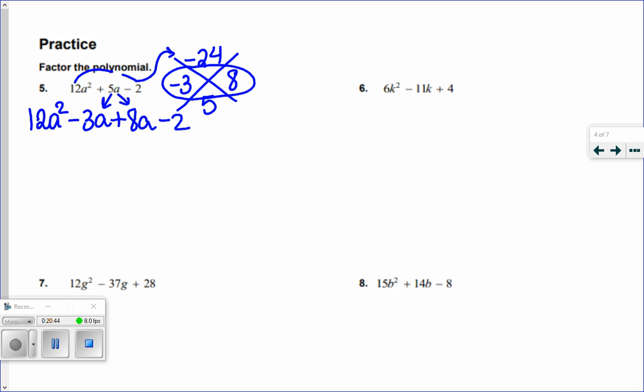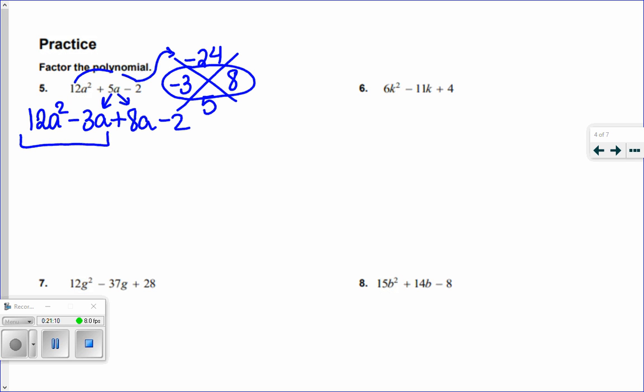It's still equivalent to the original, guys. Negative 3a plus 8a is still 5a. But I've uncombined that outer and inner product. I've uncombined them. This is what the first, outer, inner, last products were before they combined the middle terms. This is what they were originally. So I split it up. And now I have 1, 2, 3, 4 terms. So now we just factor by grouping.